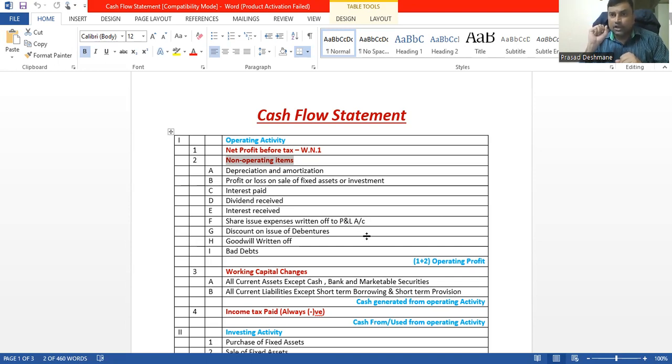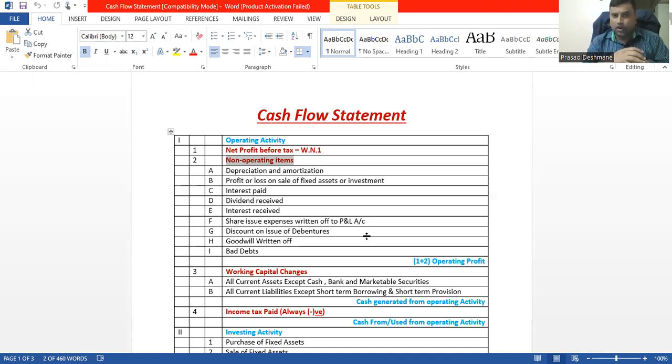So now tell me one thing, logically speaking, if I calculate the profit considering these items, for depreciation, what I did, I subtracted, right, to get the profit. So if I want to exclude that, what I'll do now, I'll add back. Similarly, interest paid: while calculating the profit, generally we subtract it. So here we add back because we do not want the effect of these items.